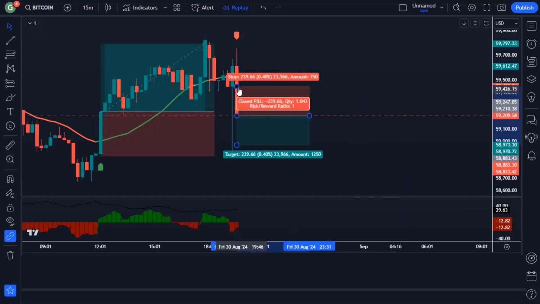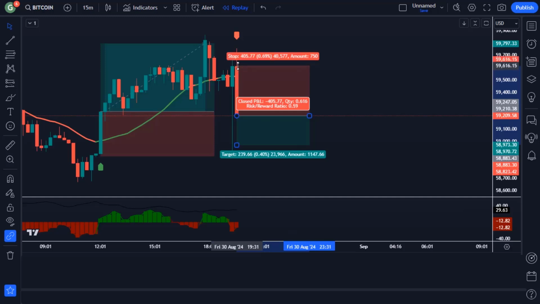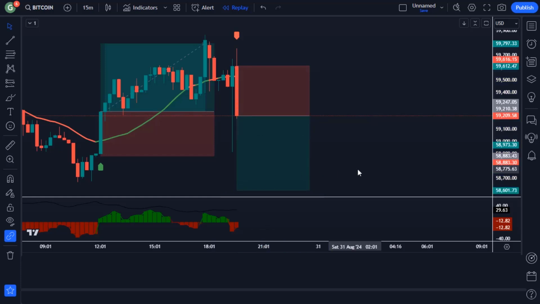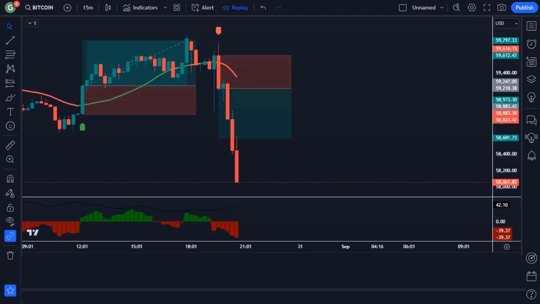Our stop loss is to be placed at the high of the previous candle of the signal candle, and the risk to reward ratio will be 1:1.5. Let's see what happens to our trade. The market has completely hit this target.